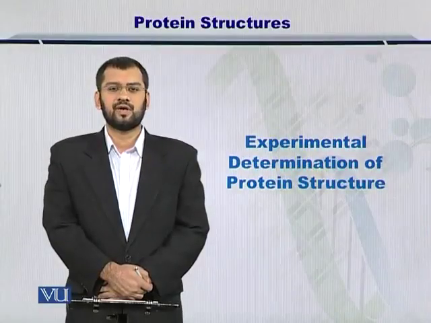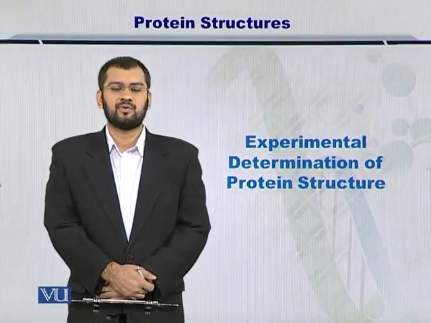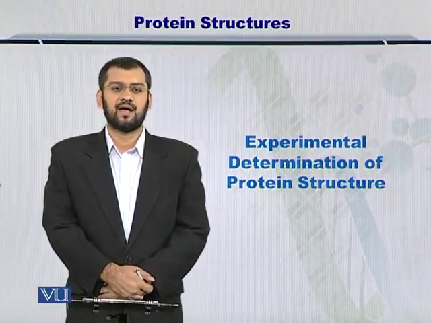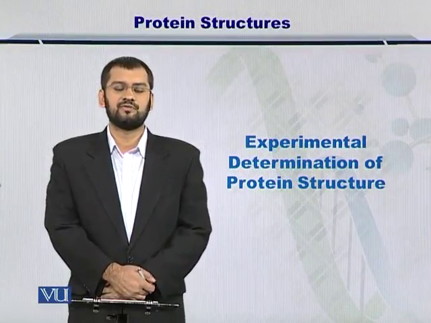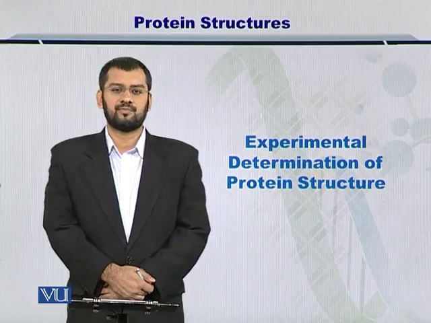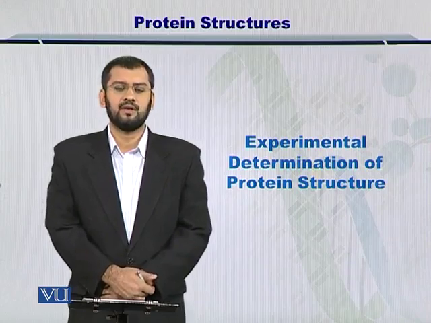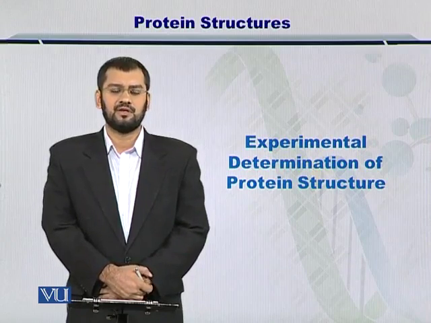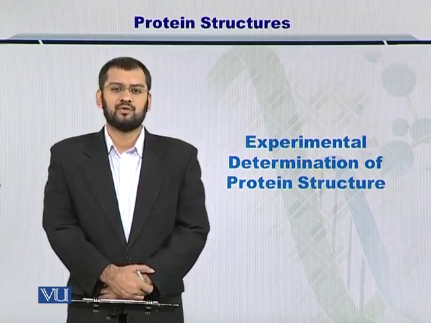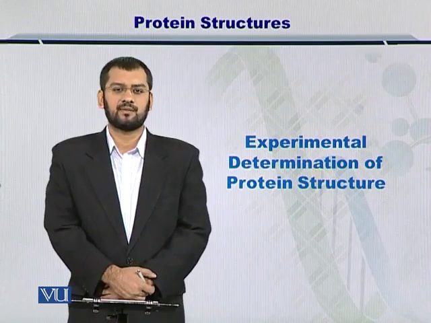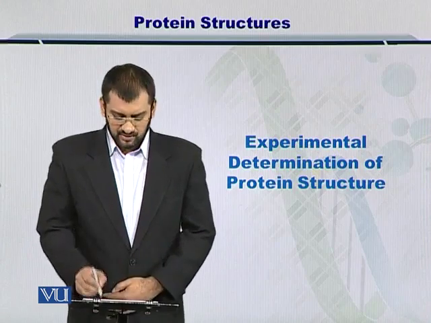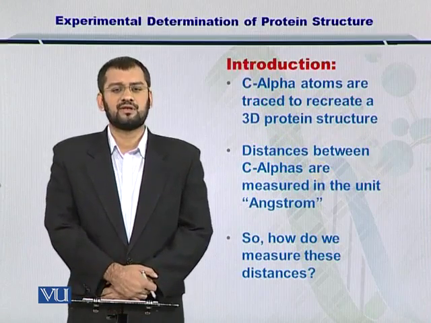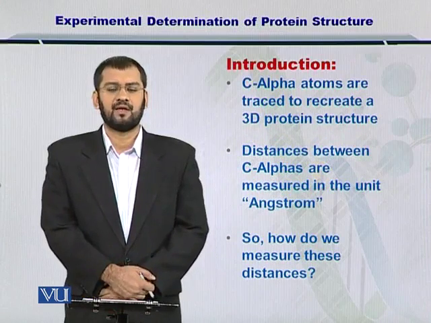Dear students, you know that in order to visualize a protein, you just trace the path of the different alpha carbons in order in the backbone of a protein. The distances between the alpha carbons therefore need to be measured in order for you to reconstruct the backbone. But how do we do this experimentally?